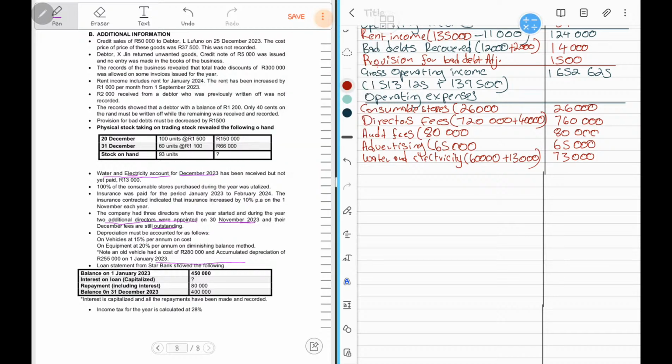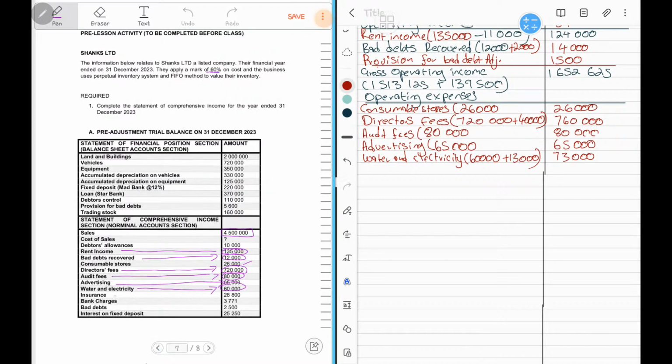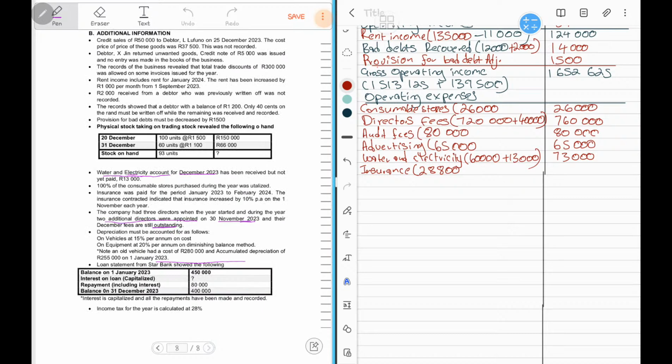Okay, then the next expense, it's insurance, 28,800. So we're going to say insurance. First step, open the bracket. Second step, plug the amount from the trial balance. So we're going to plug 28,800. The third step will be for us to check if there is any adjustment that affects insurance.